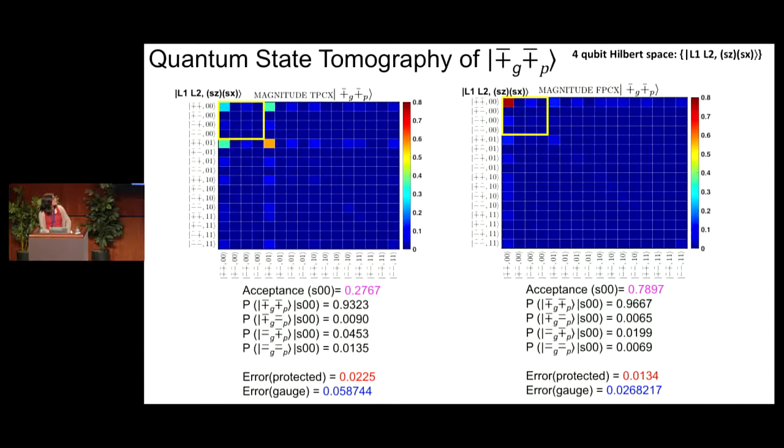So now, as you see, most of the states are in this accepted state. It's a 79% acceptance probability. And so you could see that all the errors that we had previously are gone.